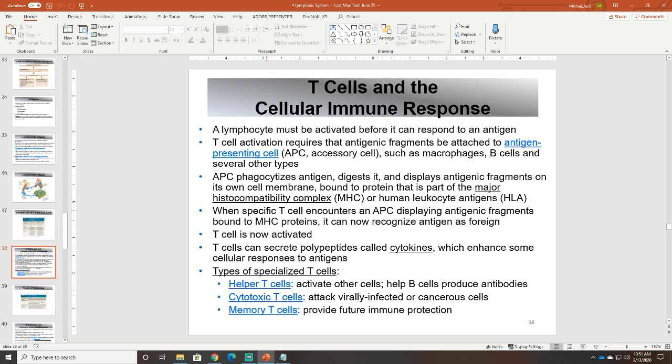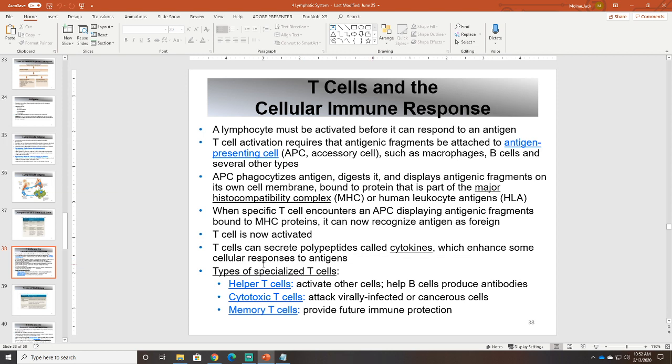All right, so when the specific T cell encounters an antigen presenting cell, which displays the antigenic fragments, it can now recognize that antigen as foreign. So basically, if you show me a piece of Staph aureus, along with the MHC or HLA proteins on your cell surface, I've seen this piece of Staph aureus, and now the next time I see Staph aureus in the wild, next time I see anything that looks like this, I'll know that's a bacteria and I should destroy it.